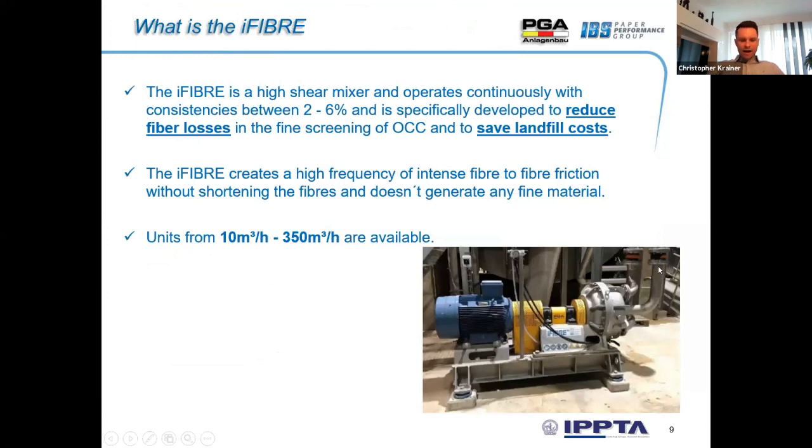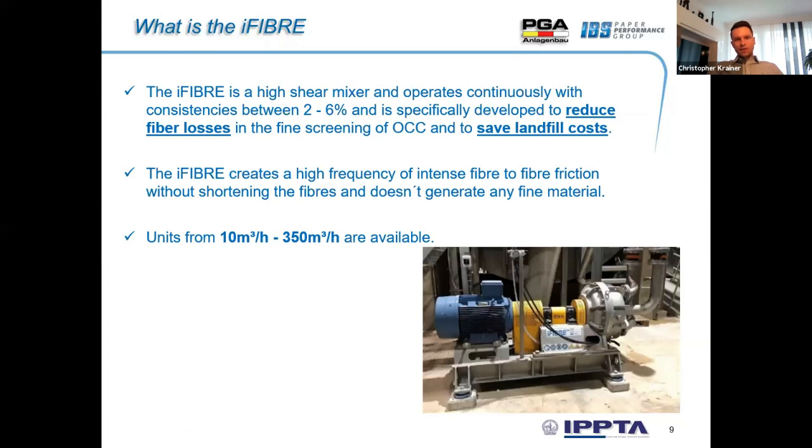What is the I-fiber desaver? In the next slides, some details. The I-fiber is a high shear mixer and operates continuously with consistency between 2 and 6%, and is specifically developed to reduce fiber losses in the fine screening of OCC and to save landfill costs.